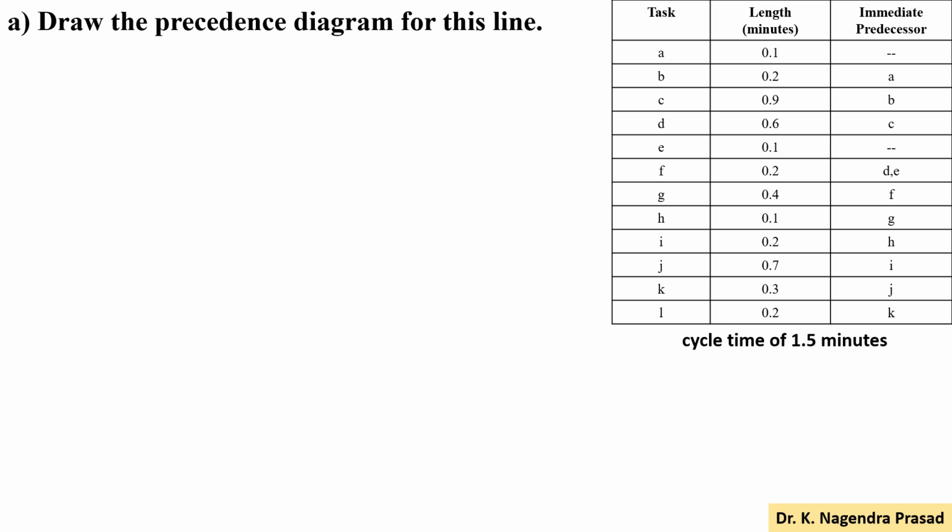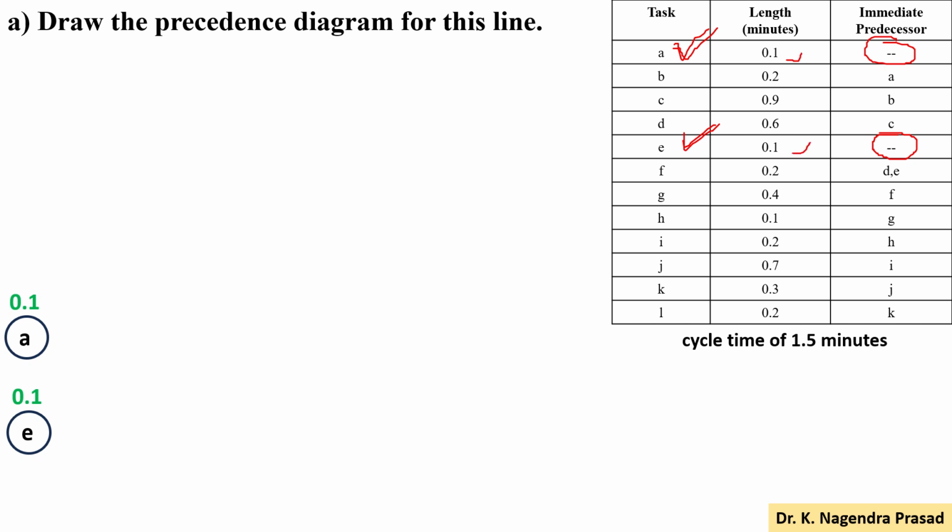First we have to draw the precedence diagram for the given line. So in the table you have to observe task A and task E. There is no immediate predecessor, which means these tasks are the starting tasks. So I have to start with task A and task E. Task A length is 0.1 minutes. Similarly, task E time is also 0.1 minutes.